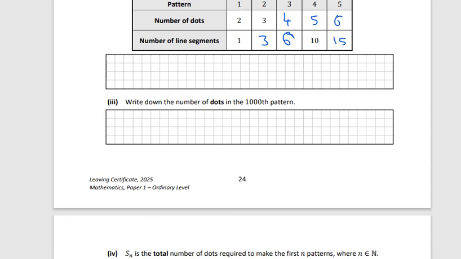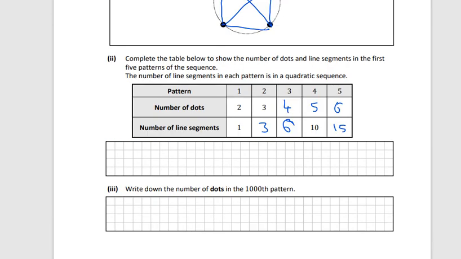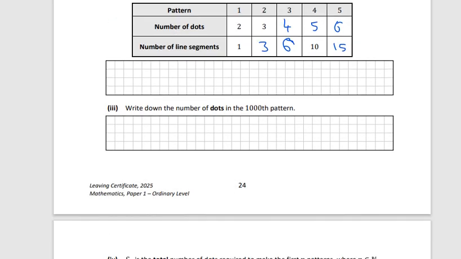Write down the number of dots in the 1000 pattern. Well, you can see in pattern 1, there's 2 dots. In pattern 2, there's 3 dots. In pattern 3, there's 4 dots. In pattern 4, there's 5 dots. So it's always 1 extra. So in the 1000 pattern, there'll be 1001 dots.